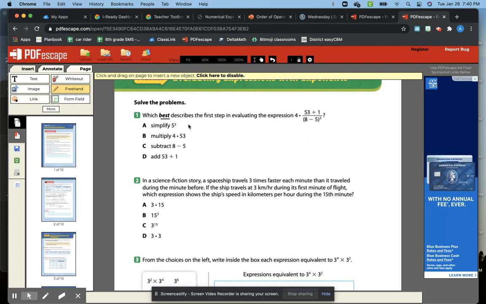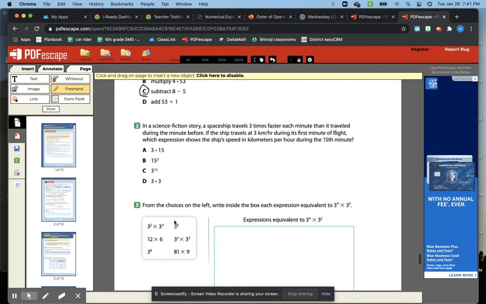Well, there's not a 5 cubed anywhere. To multiply 4 times 5^3, again, we're looking for the first step, and there is no 4 in this. To subtract 8 minus 5, or to add 5^3 plus 1. So if we follow the order of operations, we have, please excuse my dear Aunt Sally. So while you have to do the top half before and the bottom half before you can divide the two, you have to do what's in parentheses first. So the best option would be C.